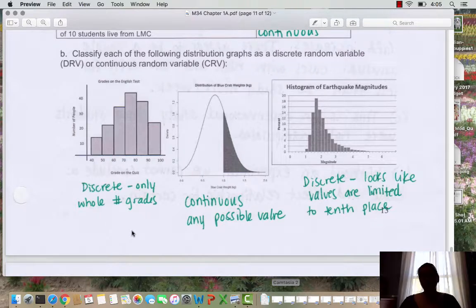It could be maybe a student argued, well, the teacher could give any possible decimal of a grade, although I've never seen that. And then I might say, okay, that's a fair reasoning, and you'd still get credit.